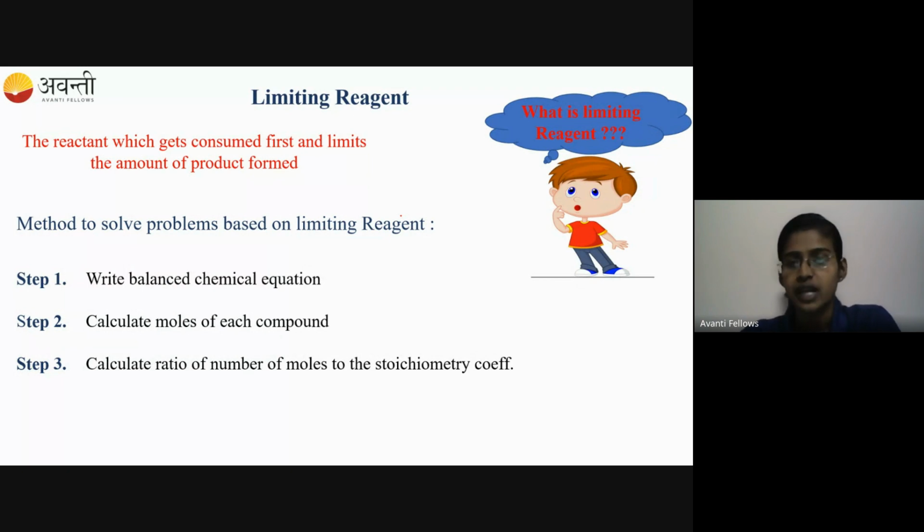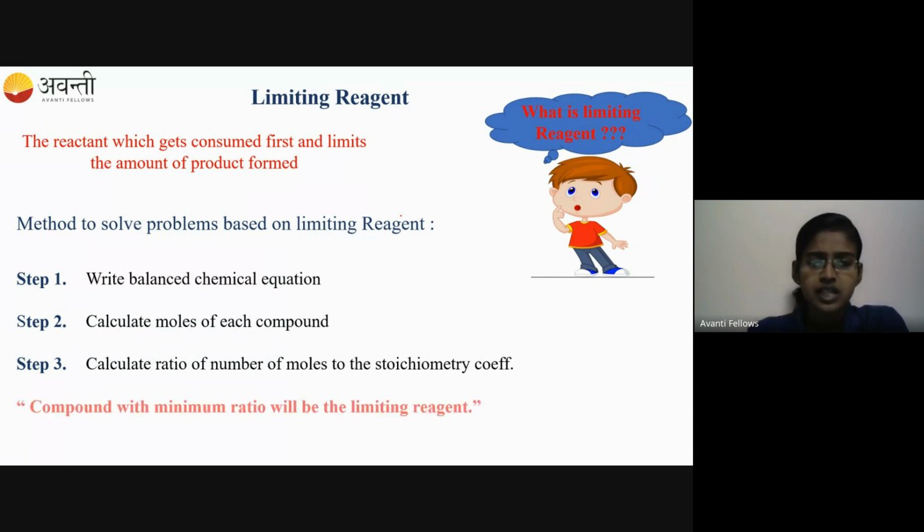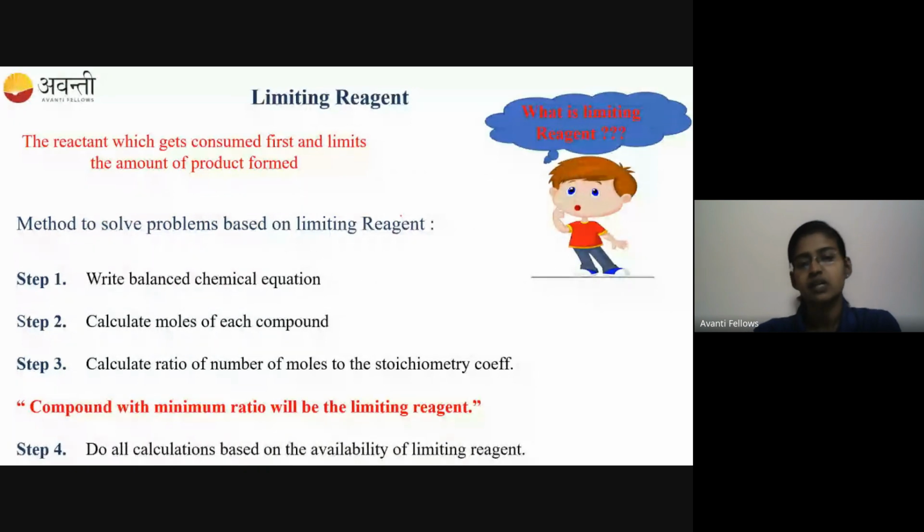Write the balanced chemical equation, find out the moles, then find out the ratio of the number of moles to the stoichiometric coefficient. The compound with the minimum ratio is called the limiting reagent. At last, we have to do all calculations based on the availability of the limiting reagent. Clear? I told you, the one which is present in a much lesser amount will be your limiting reagent. Okay. Any doubt on the limiting reagent?